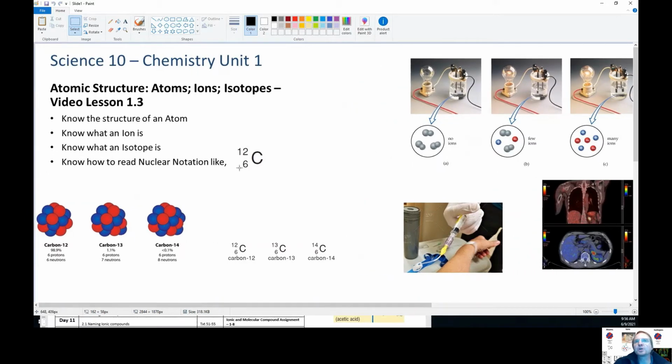Also, we'll look at nuclear notation. This is carbon-12. And of course, carbon is good old number 6 on your periodic table, or it has 6 protons. So that's going to be the mass. Oh, okay, so 6 protons, 6 neutrons. Okay, so that's where the 12 came from. But yeah, we'll be looking at that. There's a few other forms of carbon, different isotopes, carbon-13. Carbon-14, which is really cool. We'll be looking at that one as well.